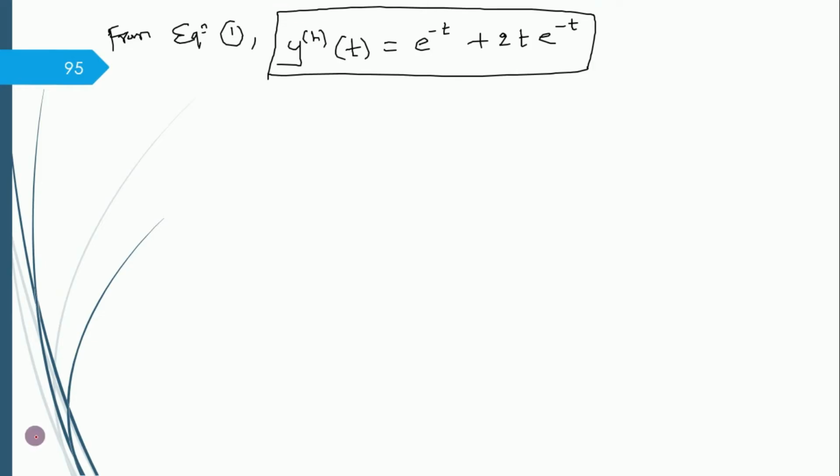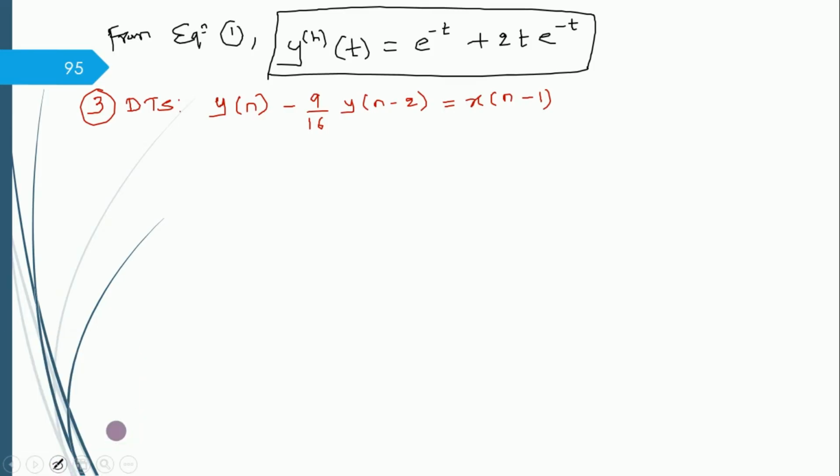So I'll proceed with the third one. Third one, I slightly change the problem. I take a DTS, discrete time system, now. For the discrete time system, the given equation is y of n minus 9 by 16 y of n minus 2 is equal to x of n minus 1. This is the discrete time system given. Now we need to find out the homogeneous solution for that. No initial condition, nothing is given.